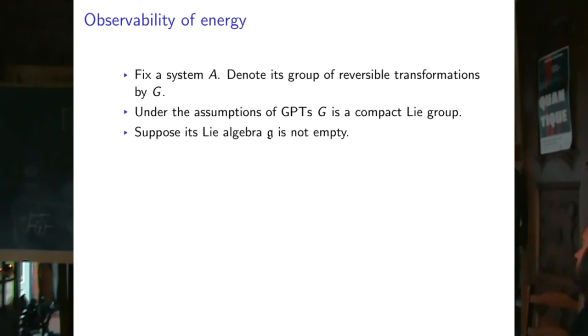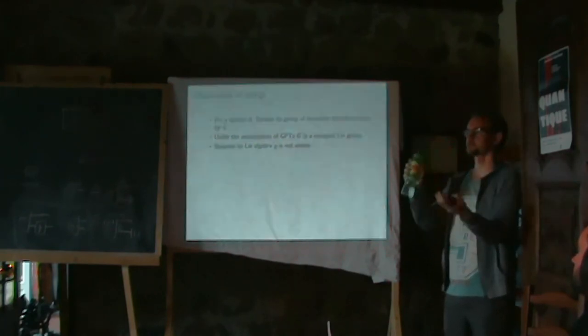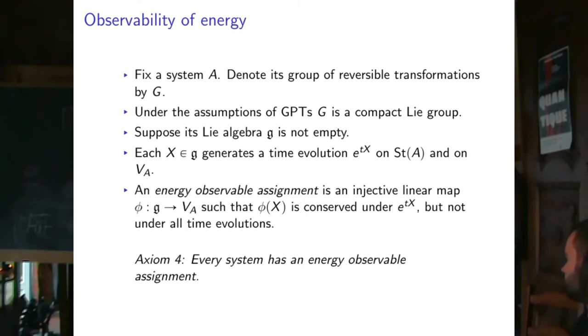And then we suppose that the Lie algebra G is not empty. So this is sort of like saying that we have some sort of continuous elements in there. And then each element of the Lie algebra, of course, generates a time evolution on the state space, and also on the associated operator space. And then they call it an energy observable assignment.